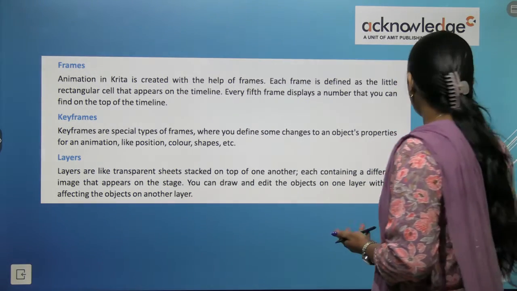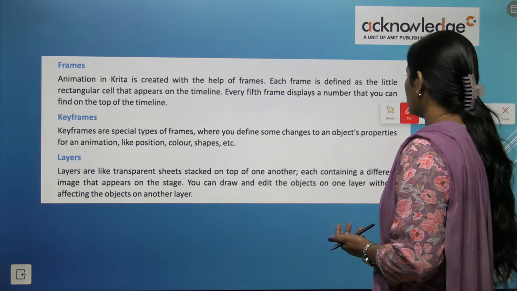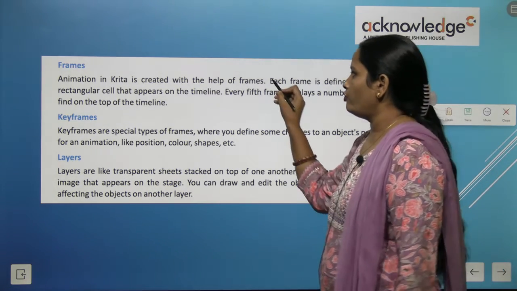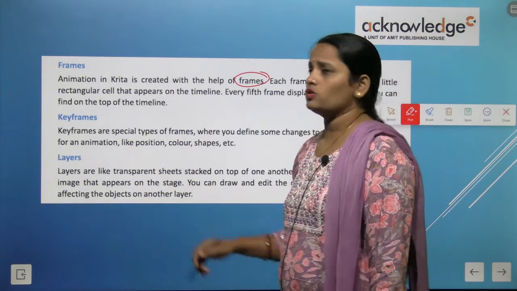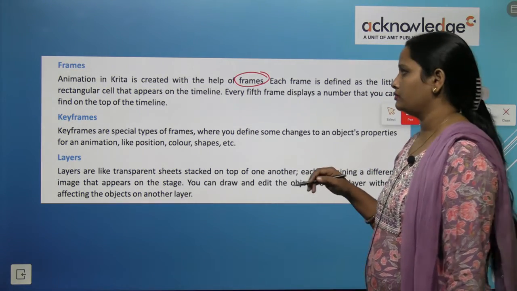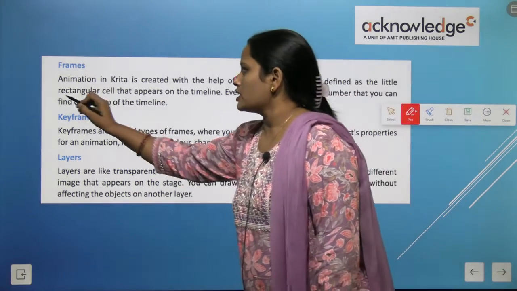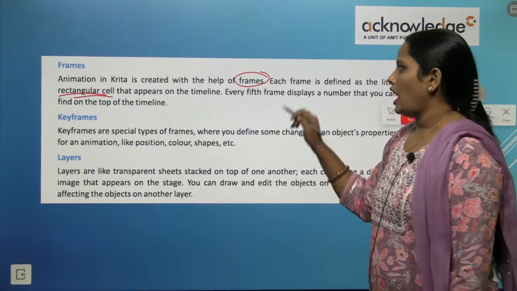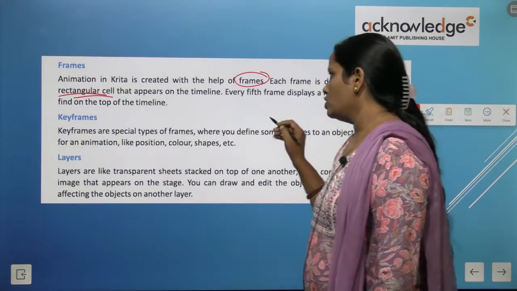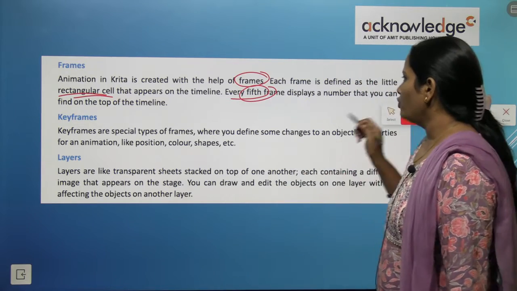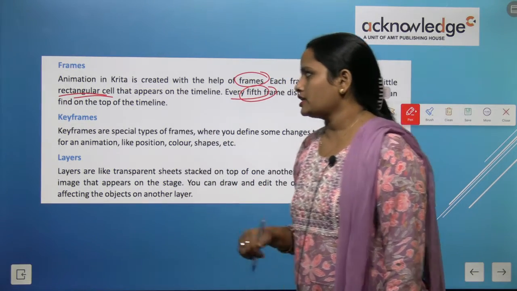Next comes the frames. Animations in Krita is created with the help of frames. So whatever animation we do in Krita, we do with the help of frames. Each frame is defined as a little rectangular cell that appears on the timeline. So whatever frame we place here is in the form of a rectangular cell. Every fifth frame displays a number that you can find on the top of the timeline. So the fifth frame displays the number that we can find on top in the timeline.